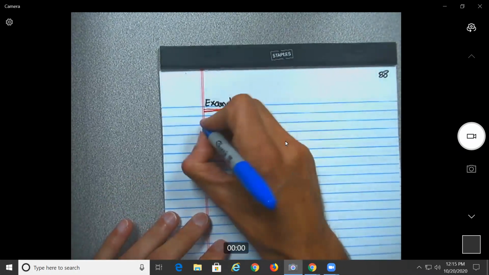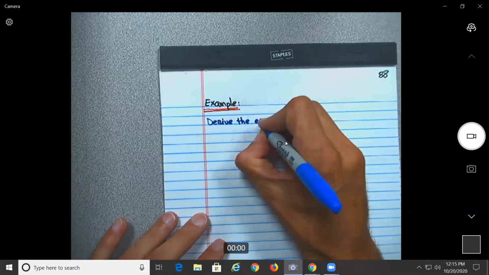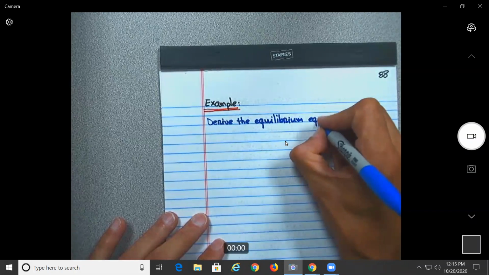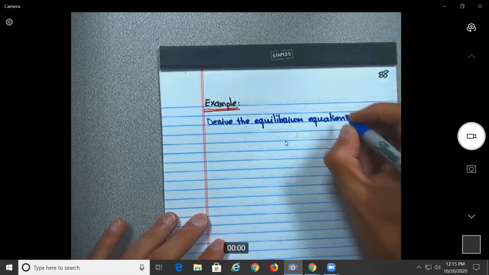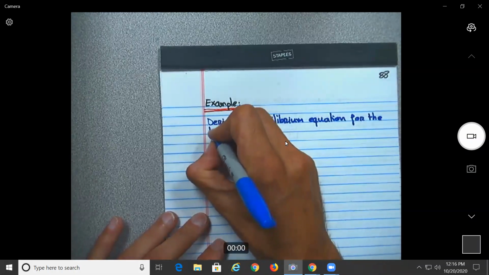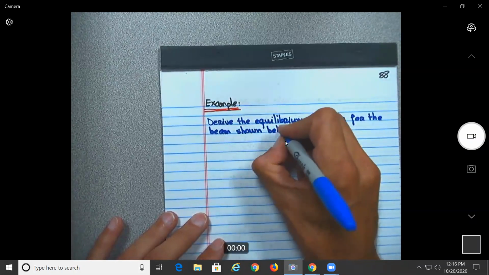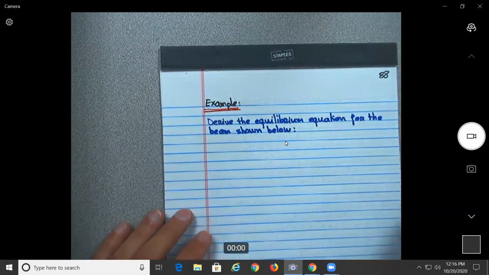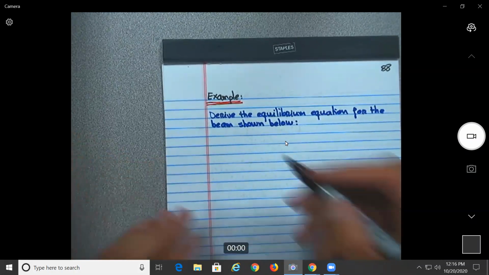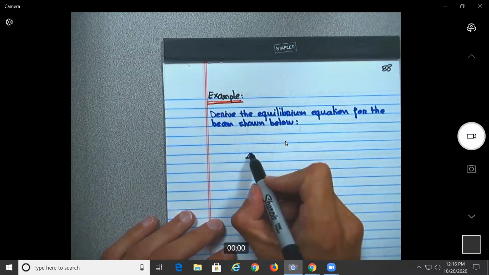So you need to derive the equilibrium equation for the beam shown below. Any solid mechanics textbook has this derivation, but now you should know how to do it. So let's say we have a simply supported beam.